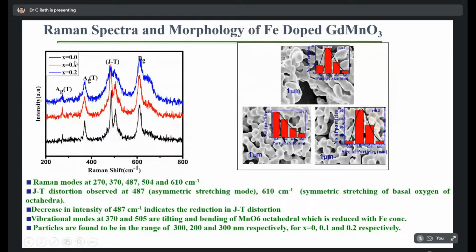So one can see that with increase in iron concentration, all these mode positions don't change. However, there is a change in the broadening. The intensity is drastically reduced with increase in iron concentration. You can see in this curve that the intensity of this peak is small. It is about 200 to 300 nanometer in all these samples.